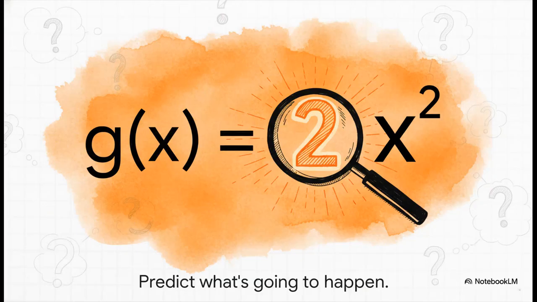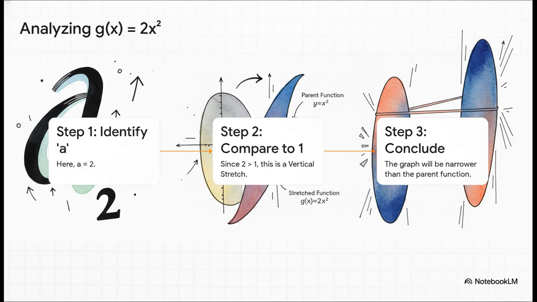Okay, let's start with this one: g of x equals 2x squared. Just based on the rules we just went over, what's your gut telling you is going to happen here? Following the logic is everything.